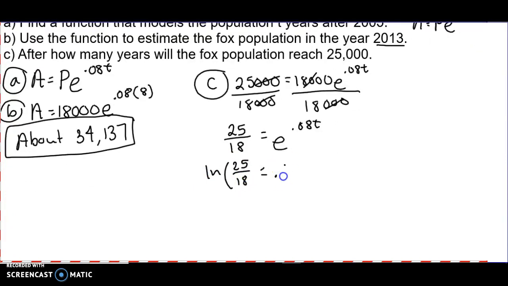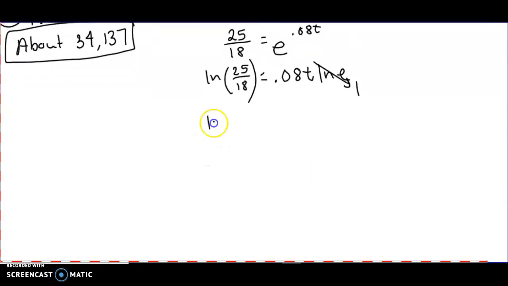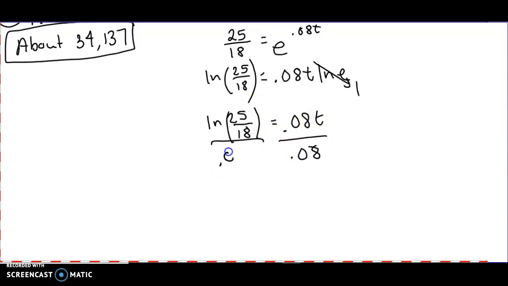Bring down that 0.08t. ln e becomes 1. So we have ln of 25 over 18 equals 0.08t. Divide both sides by 0.08. If you do that, put ln of 25 over 18 in your calculator first, and then divide the whole thing by 0.08, and you'll get roughly 4 years if you round to a whole number.